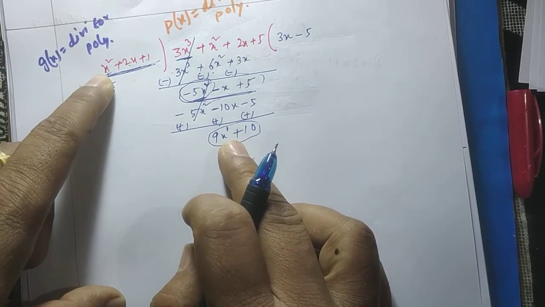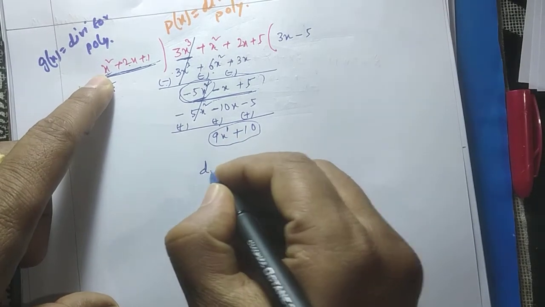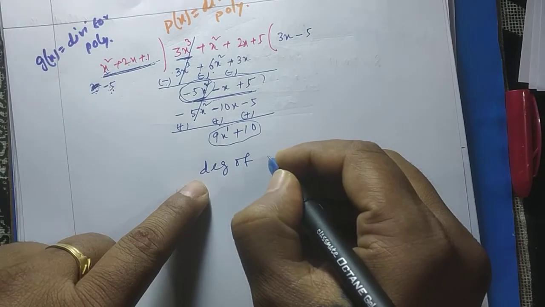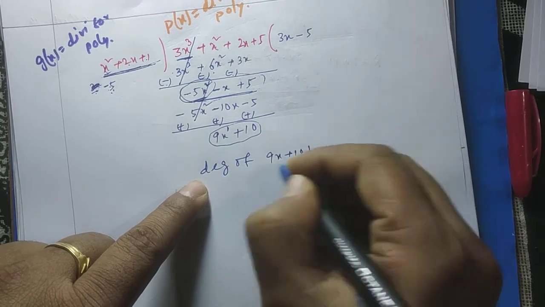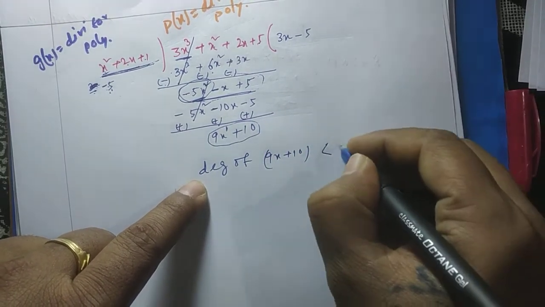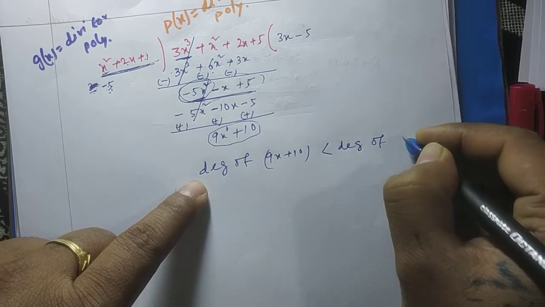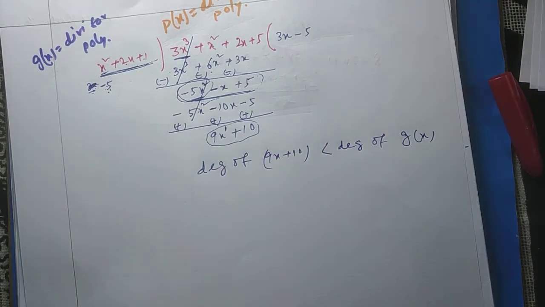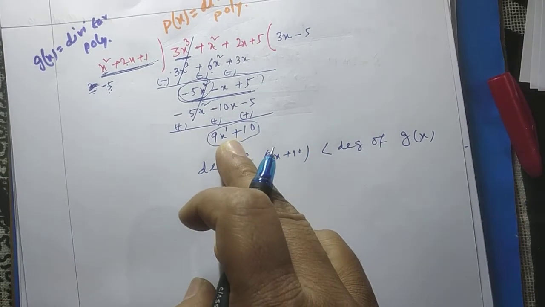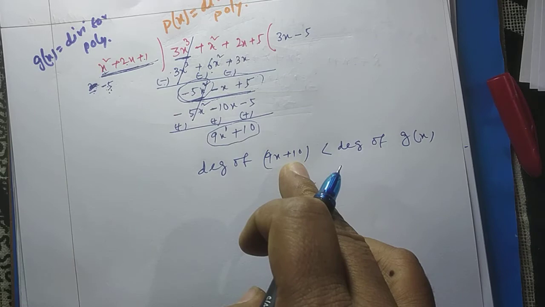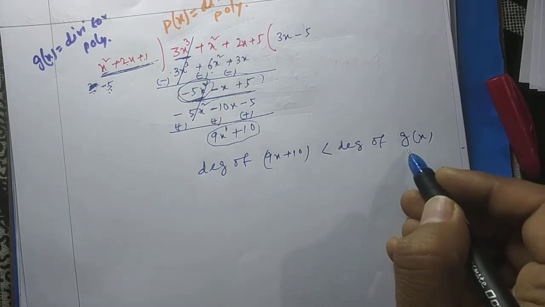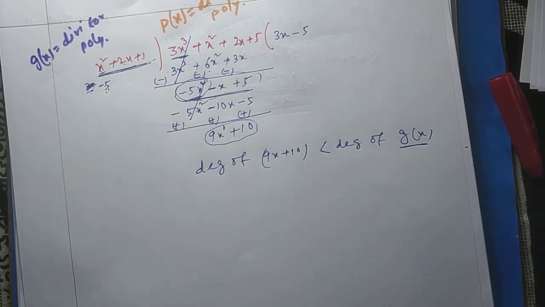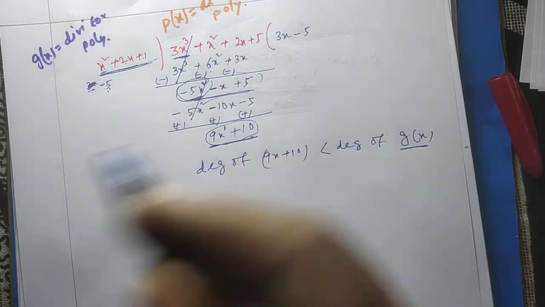And what is the degree of the divisor? 2. So you can say the degree of the final polynomial 9x plus 10 is less than the degree of g(x). That means we have to stop here. The division process will stop here, because ultimately we have got the degree of the final polynomial less than the degree of the divisor. So that is the required remainder.